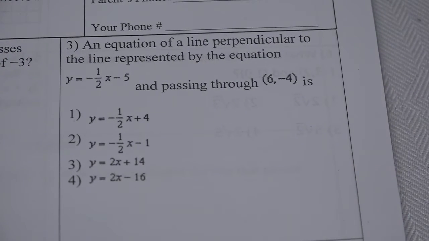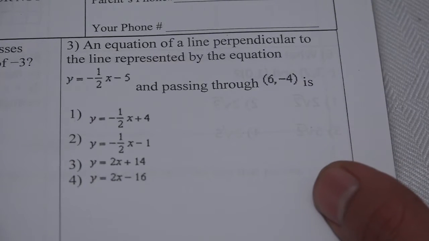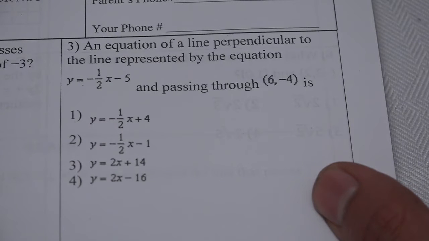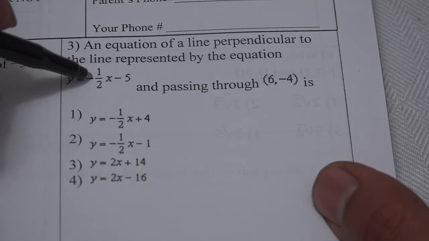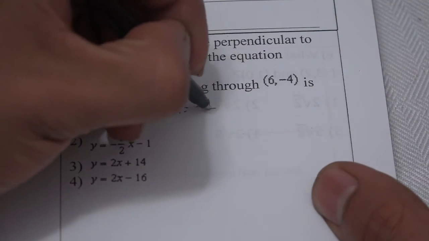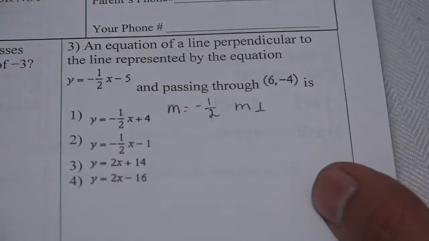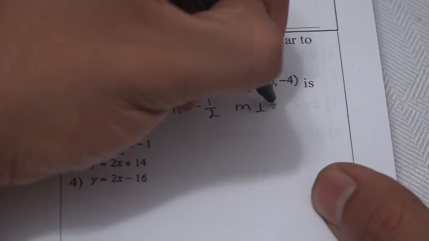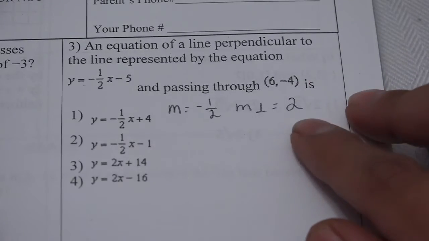All right. An equation of a line perpendicular to the line represented by this equation, and that goes through this point. So I need to identify the slope. As you can see, it's already solved for y, so the slope is -1/2. I need the slope of a line perpendicular to it. Well, -1 over 2, then the slope should be +2 over 1. Since I'm going to use algebra, I'm just going to write 2.